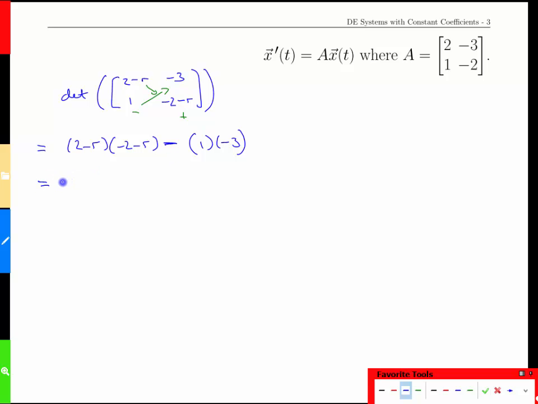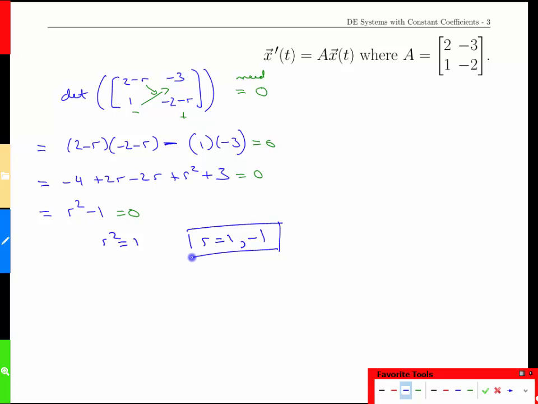Expanding these terms, we get negative 4 plus 2r minus 2r plus r squared plus 3, or r squared minus 1. And remember, we need this to find an eigenvalue or eigenvector. We need the determinant of this matrix to be 0. And so now we can solve for r. We have r squared equals 1, and so r equals plus 1 or minus 1. And these are the two eigenvalues of the matrix A.